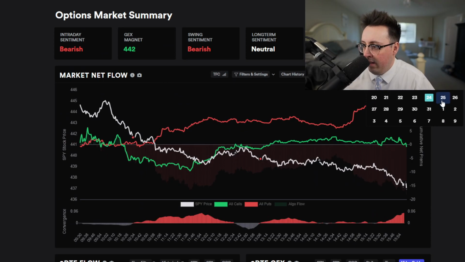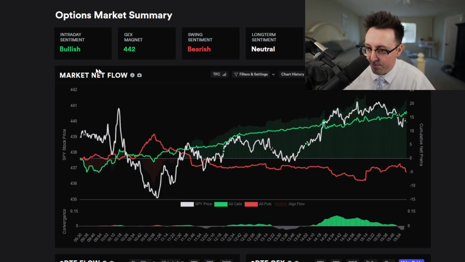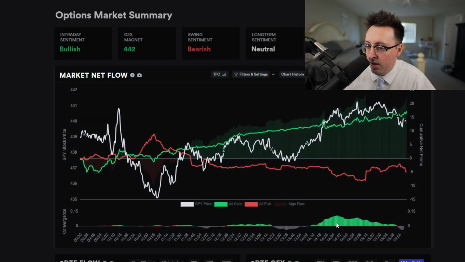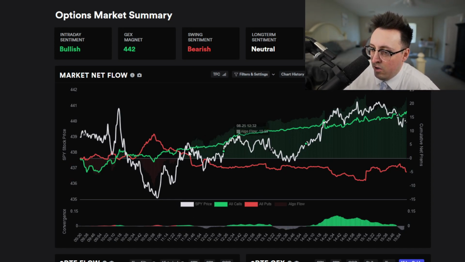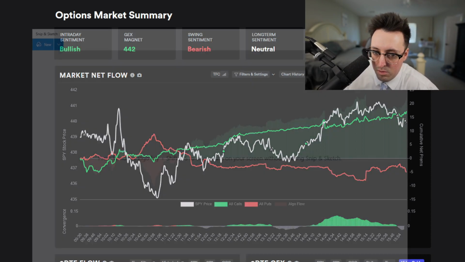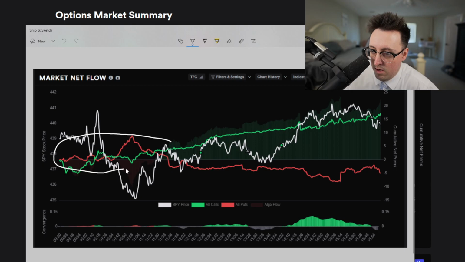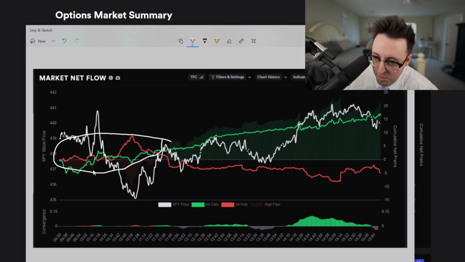And then Friday is our last day here. Really bullish day. It didn't start to be bullish until midday. You could see that it kind of chopped around quite a bit around here. But it looks like it did flip a couple times here.